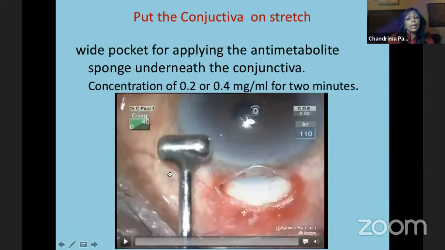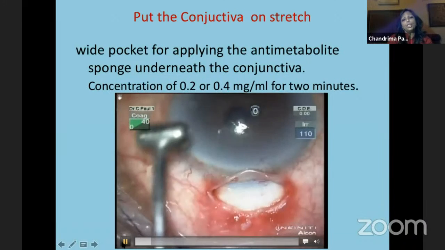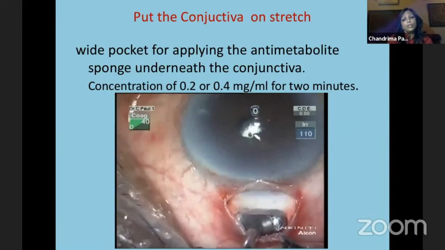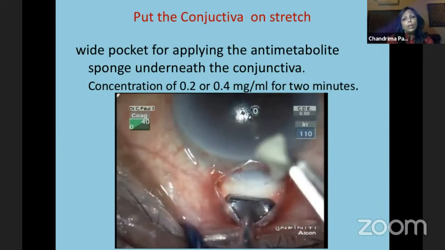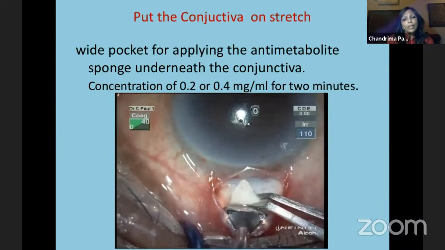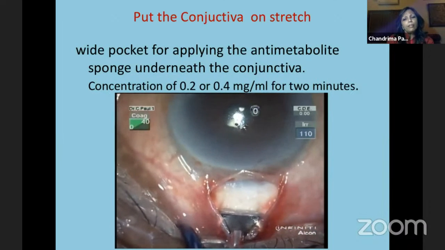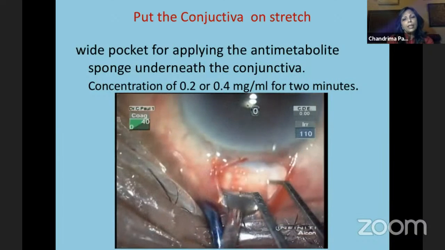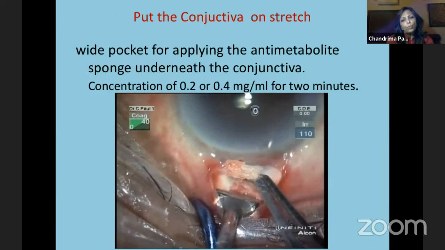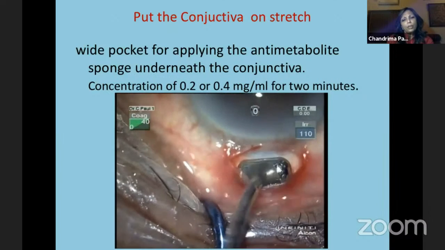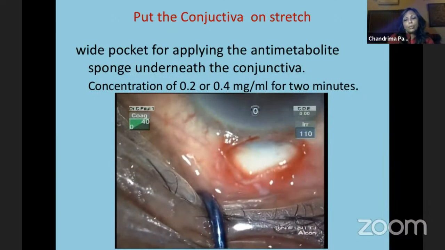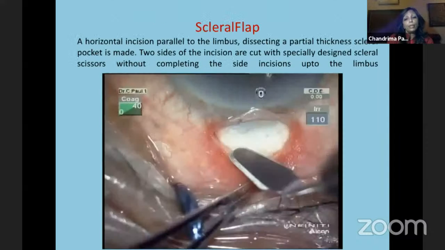And this is something I have designed for using the mitomycin. We put the conjunctiva on stretch, so there is a wide pocket for applying the antimetabolite sponge underneath the conjunctiva. I generally use a concentration of either 0.2 or 0.4 mg per ml for 2 minutes. That's a no-touch technique for putting in the mitomycin. And then, of course, all of us wash the area with Ringer's lactate, or distilled water, once you've finished with your mitomycin.